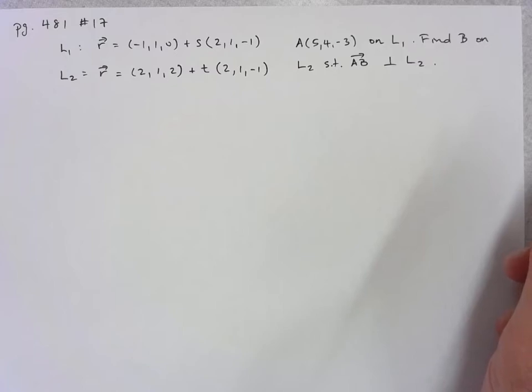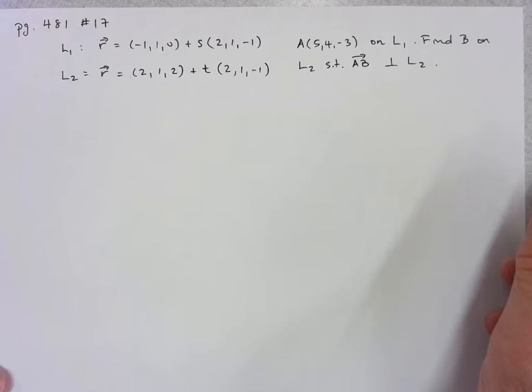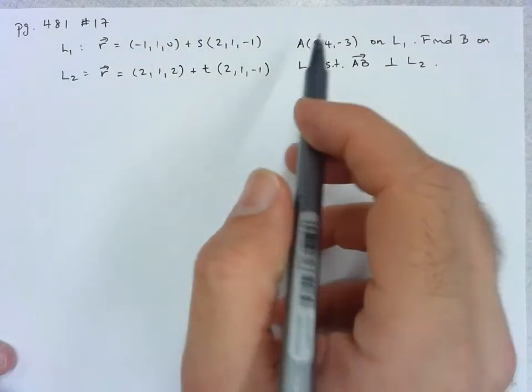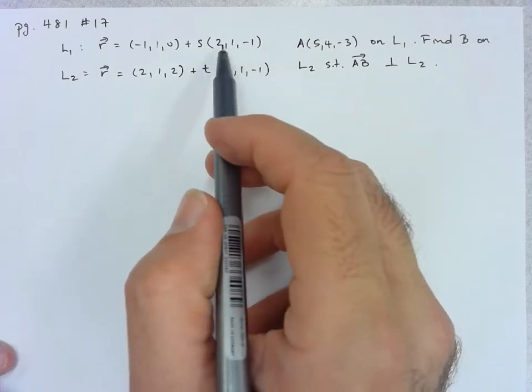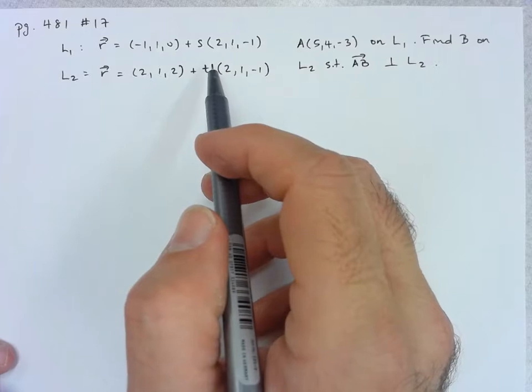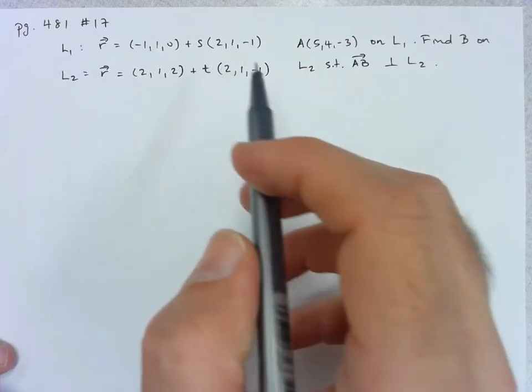Hi folks, this is number 17 on page 481, and this is actually a nice question. It's got a bit of meat on it. Okay, so what they give us here is two lines. First of all, notice these lines are parallel to each other, and they tell us that they're distinct, so we can assume that's the case. We don't have to check that.